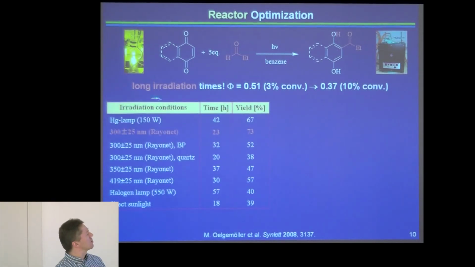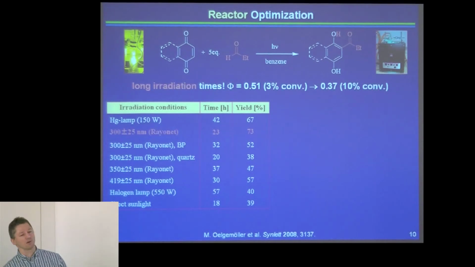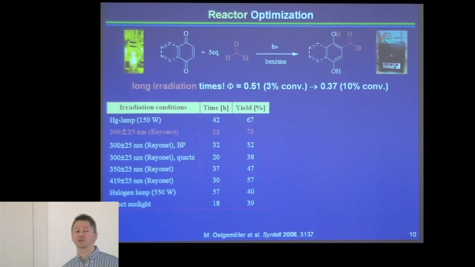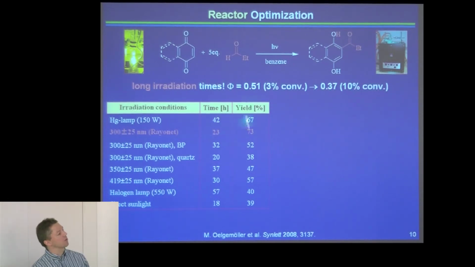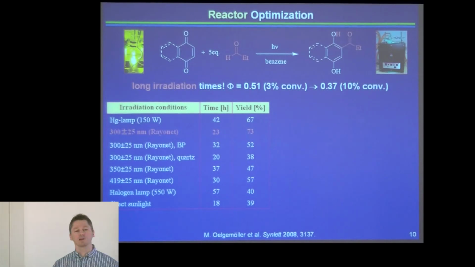So we started a bit of an optimization study. We went away from the conventional setup, which is the immersion well type, and we moved towards these black boxes. The black boxes have the advantage that you can put in different lamps, and the lamps have a much nicer, more narrow spectrum of wavelengths. And we tested a range of different light sources and wavelengths and also direct sunlight. We looked at the radiation time and the isolated yields. And we noted that when we used 300 nanometer light in this black box, we got the best chemical yield with the shortest reaction time.